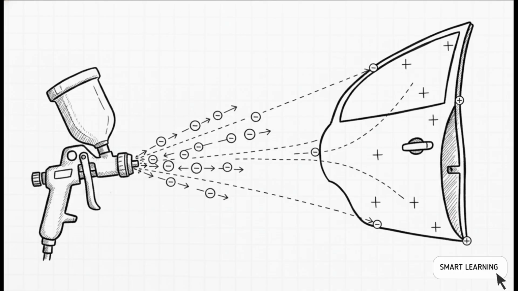And because all the paint droplets share the same negative charge, they actually repel each other midair, creating a perfectly uniform fine mist. This means it wraps around difficult angles, creates a much stronger bond, and vastly reduces wasted paint, which is great for the environment. It is a wonderfully elegant, real-world application of opposites attract and likes repel.